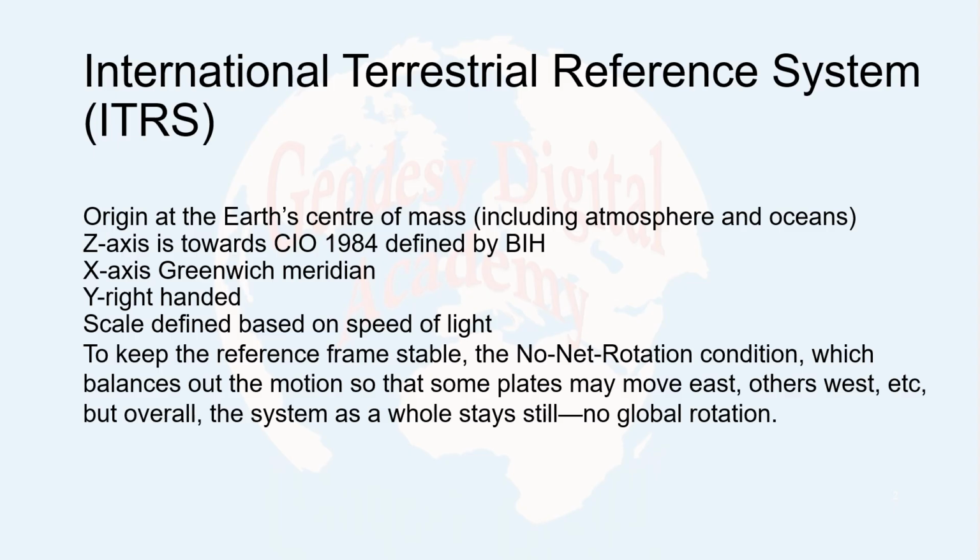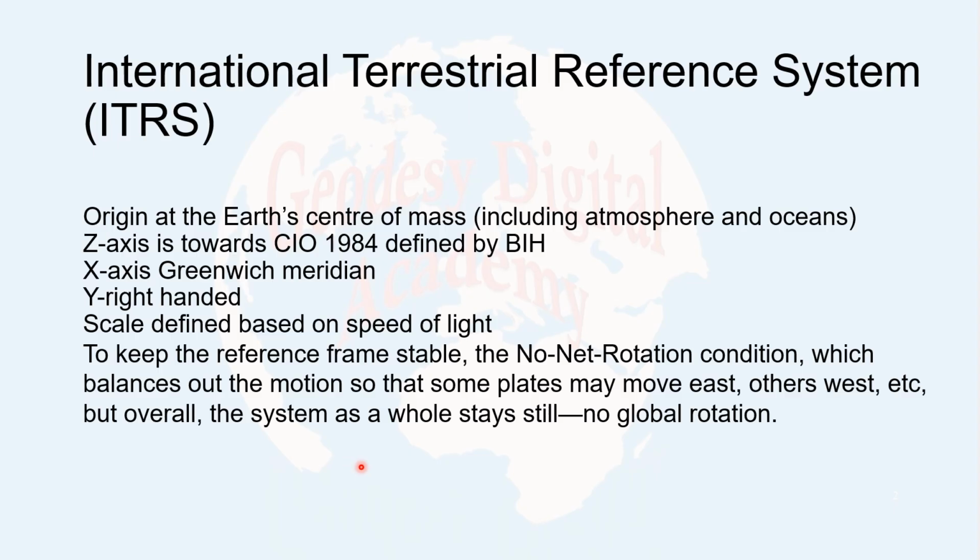For defining the distances or the length or scale in the system, they use the speed of light. And also, to have the frame stable, they consider the no net rotation condition, which balances the motion so that some plates may move east and some others west. But overall, the system as a whole stays still, with no global rotation.